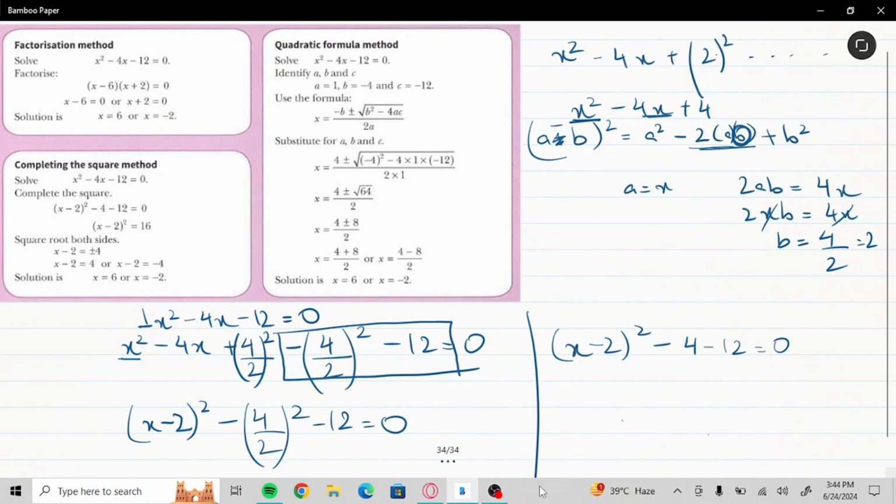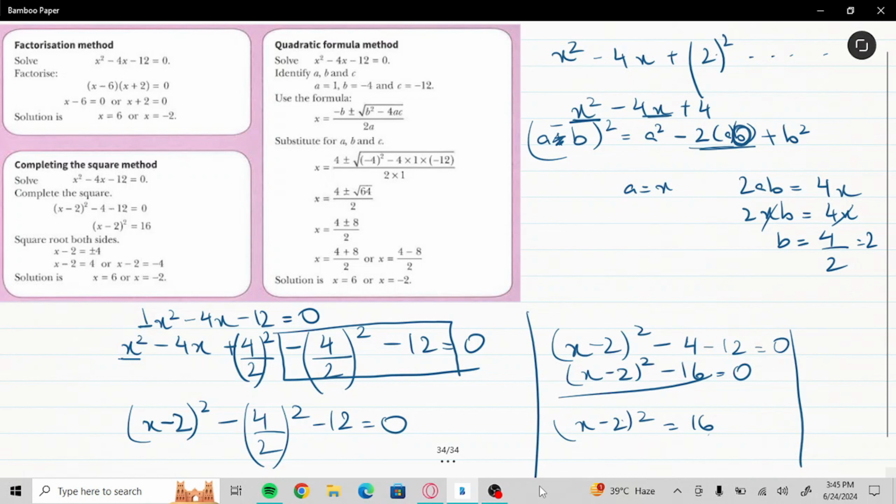Minus 12 is equal to 0. So (x minus 2) whole squared minus 16 is equal to 0. And that's it. That's how you solve it through the completing the square method. That's the first step, I mean. Okay. So (x minus 2) whole squared is equal to 16. And that's the tricky bit.